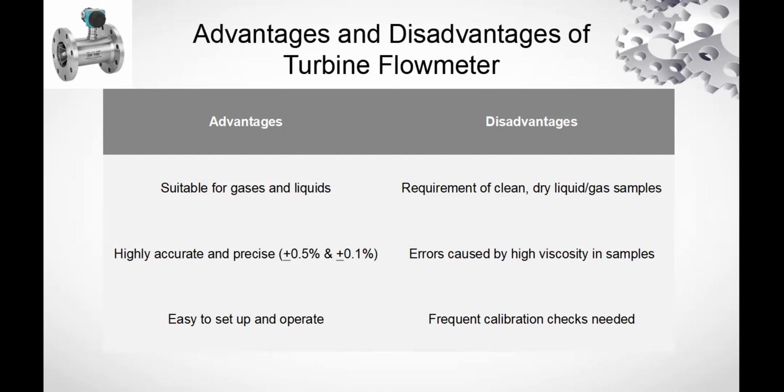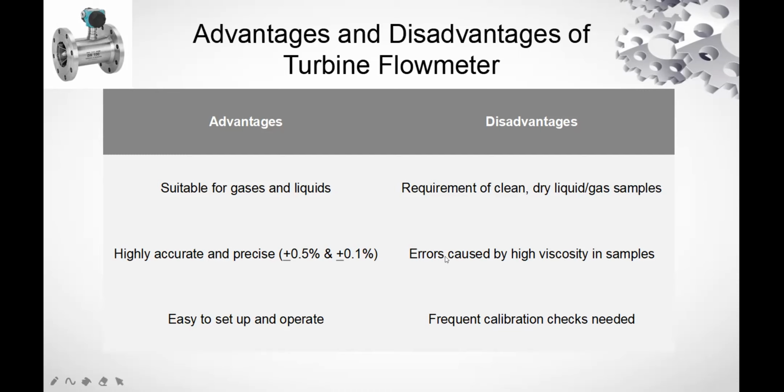The third advantage is that it is easy to set up and operate. As you can see in the picture above, it shows a turbine flow meter. The next one is the disadvantages. First, it requires clean, dry liquid, gas and sample. It is because incompatible fluid, which is not suitable fluid, will deteriorate or damage the internal parts of the turbine flow meter, and it will cause inaccurate reading.